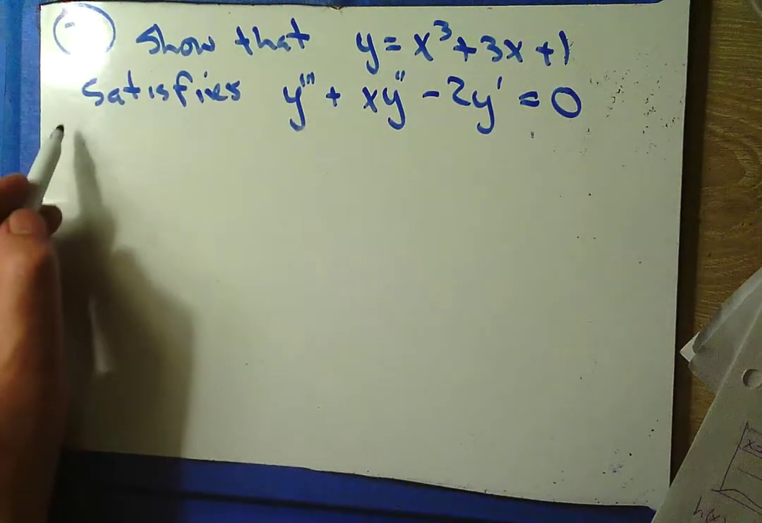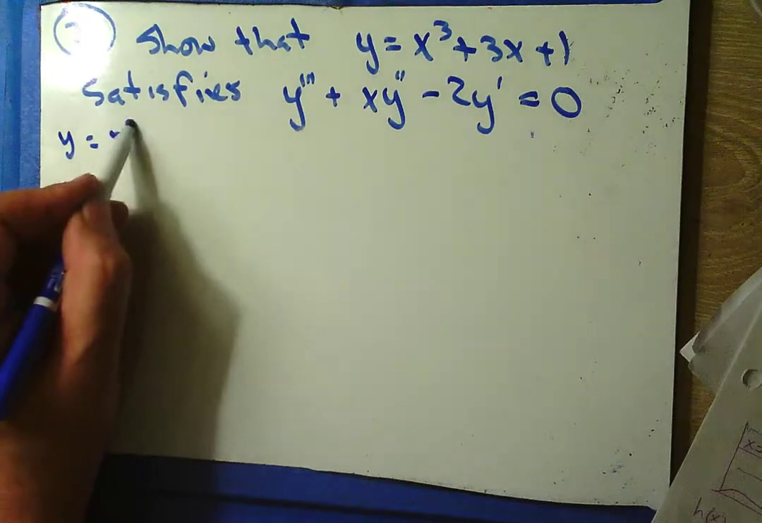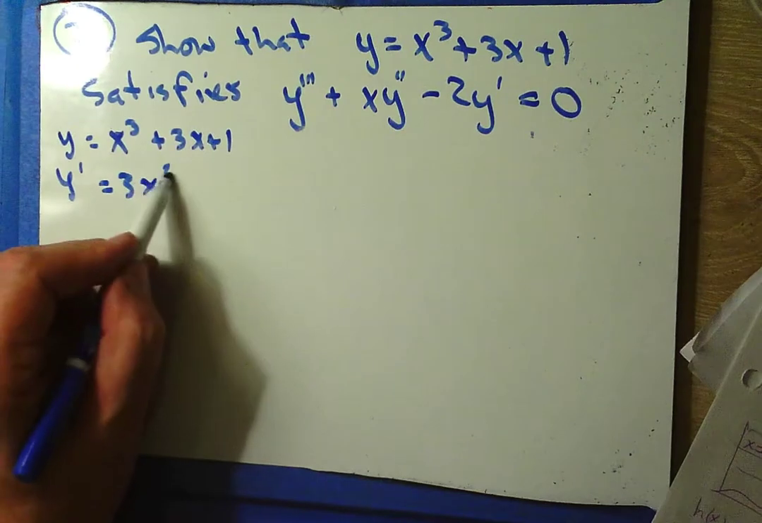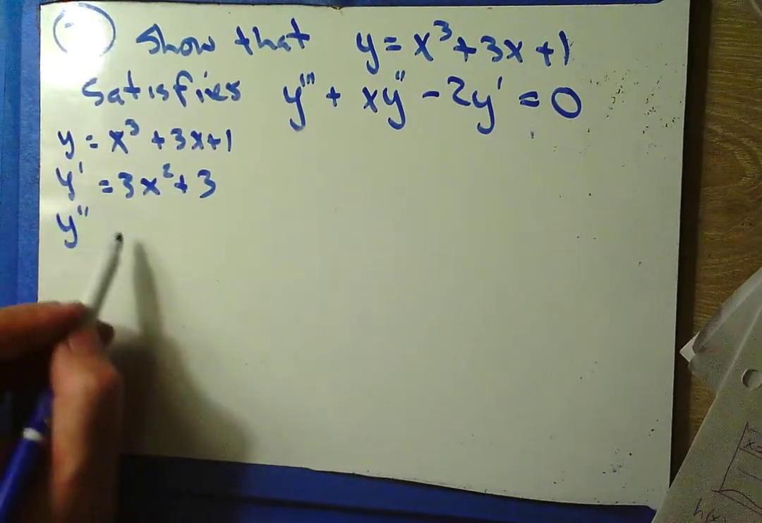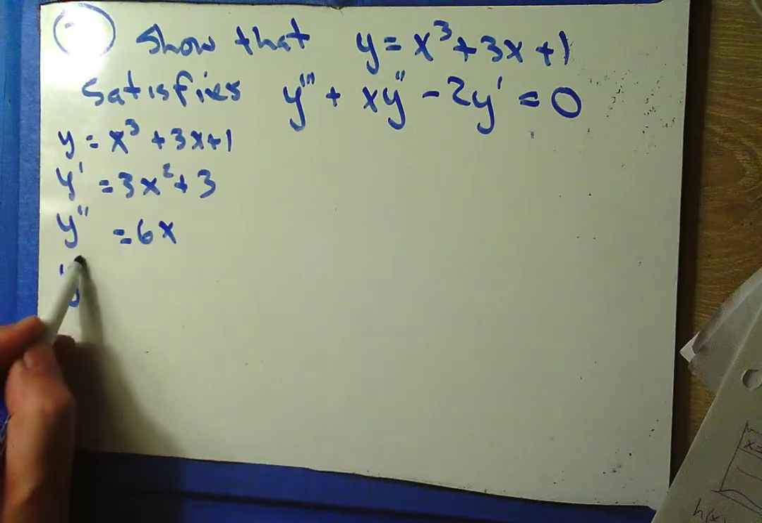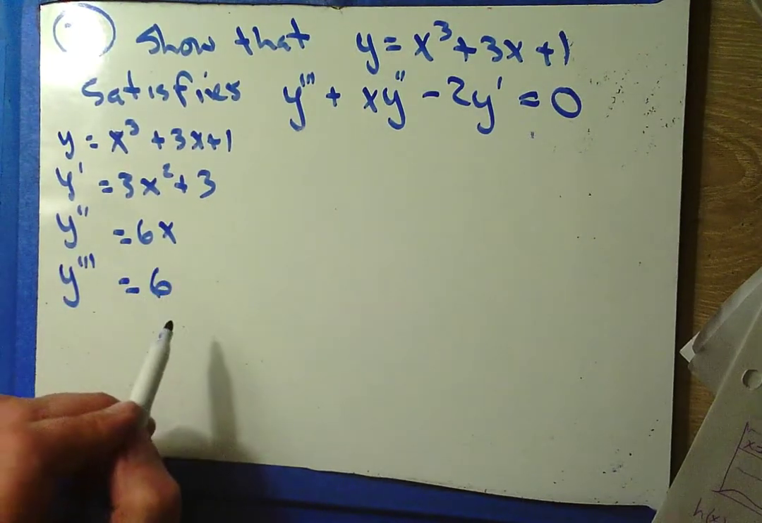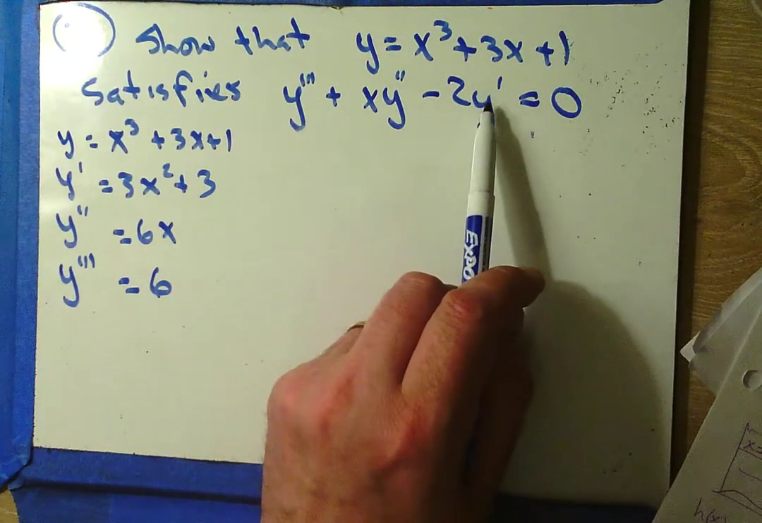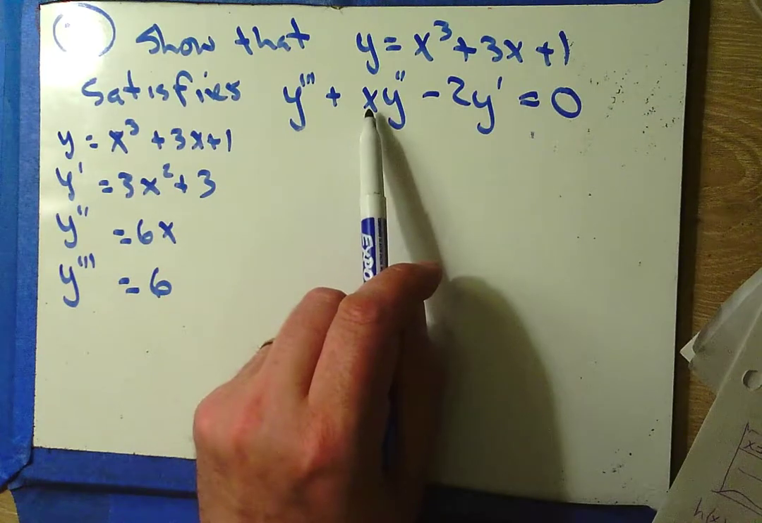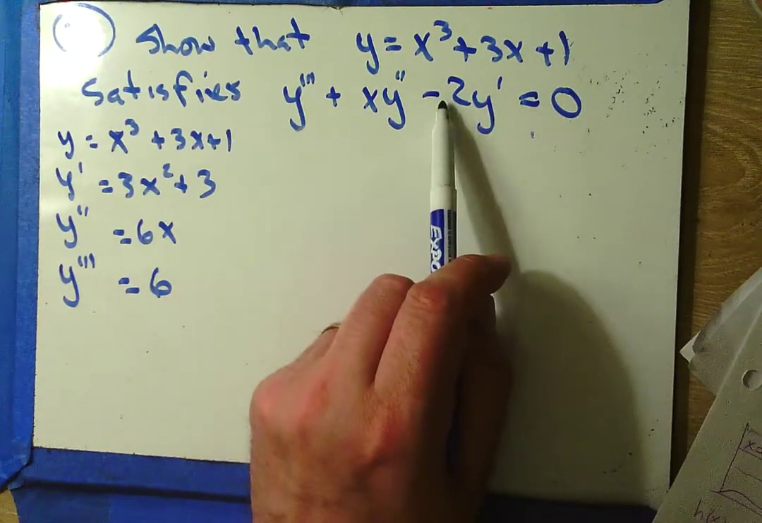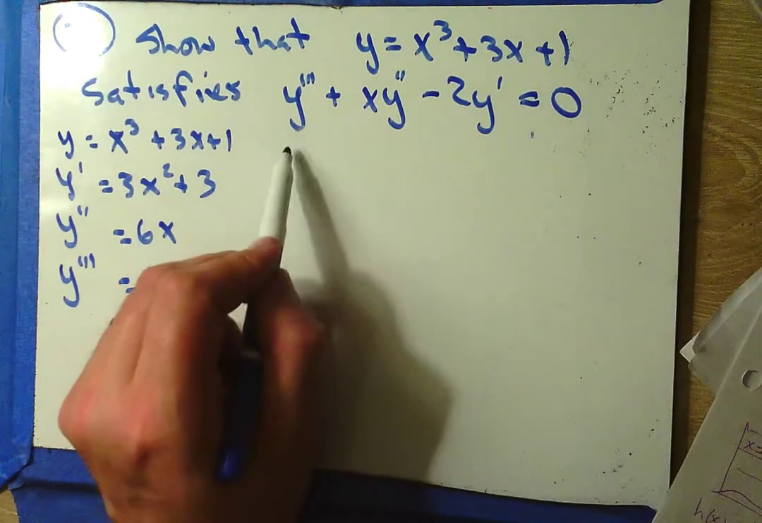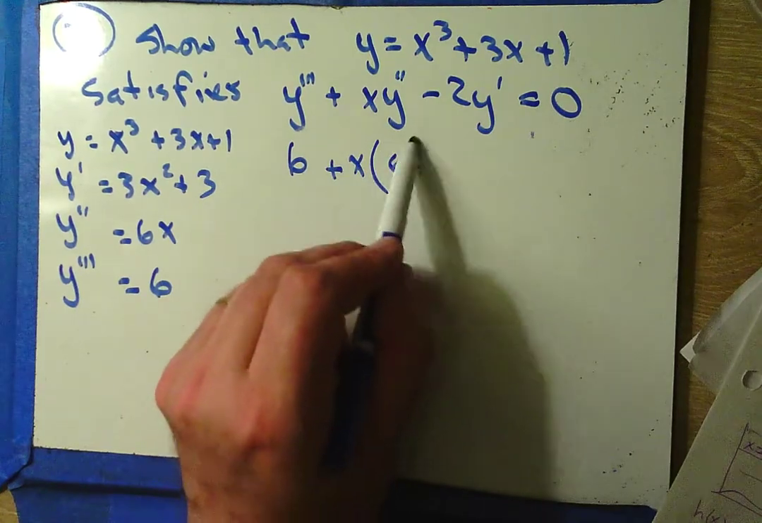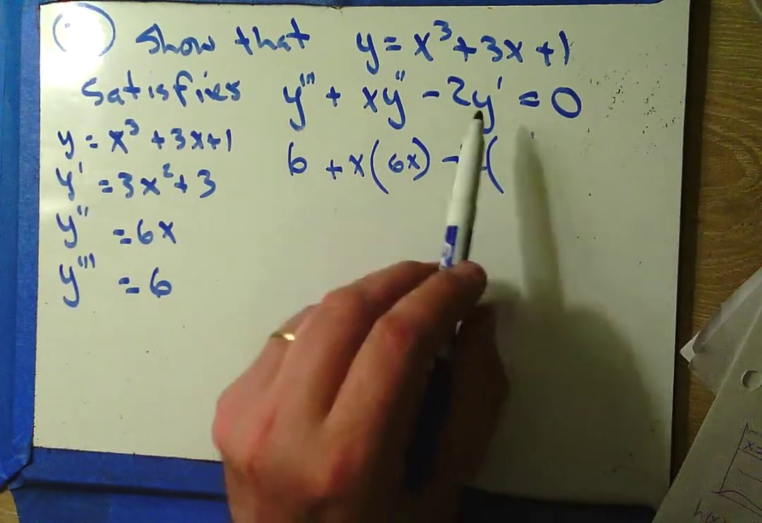So, here's y, x to the third plus 3x plus 1. Here's y prime, 3x squared plus 3. Here's y double prime, 6x. And here's y triple prime, 6. Now let's plug in y triple prime, y double prime, and y prime. Don't forget y double prime has to be multiplied by x, and y prime has to be multiplied by -2. Alright, so we're going to have 6 plus x times y double prime is 6x minus 2 times y prime.